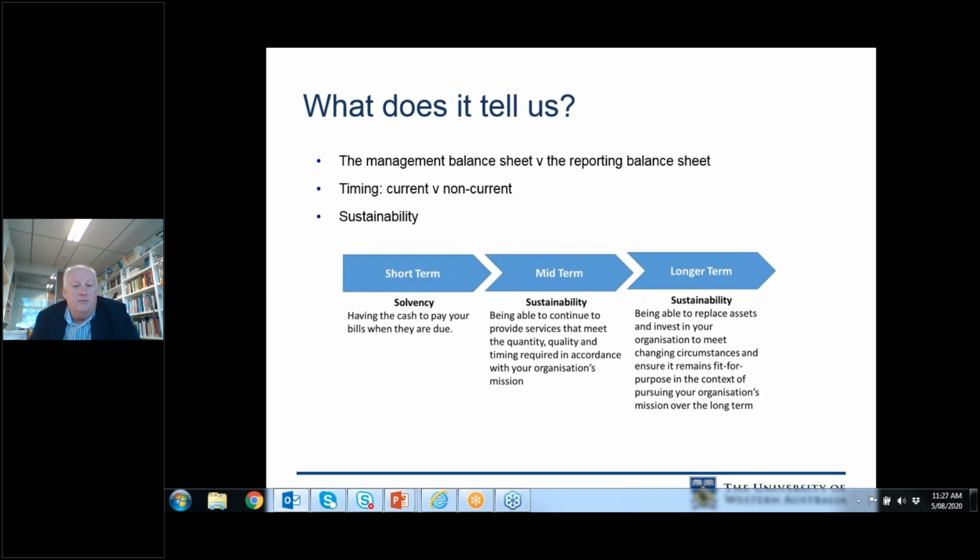In the longer term, sustainability is also an issue, and the balance sheet really comes into play in terms of that mid-term and longer term assessment of sustainability for your organisation.